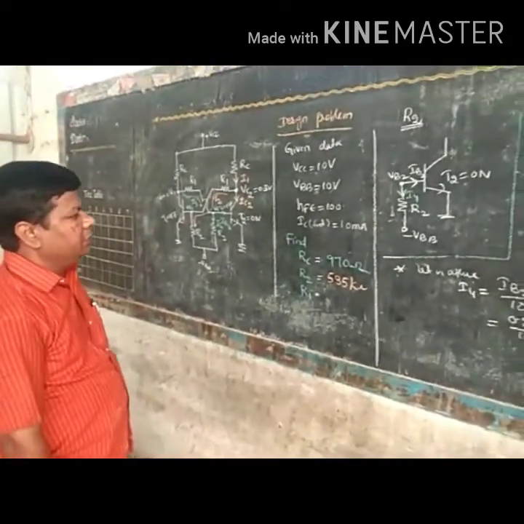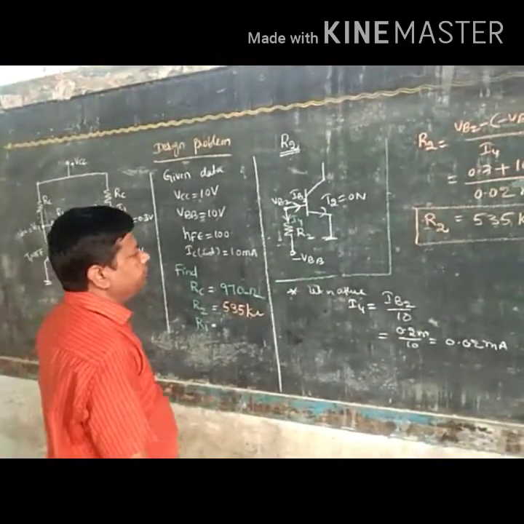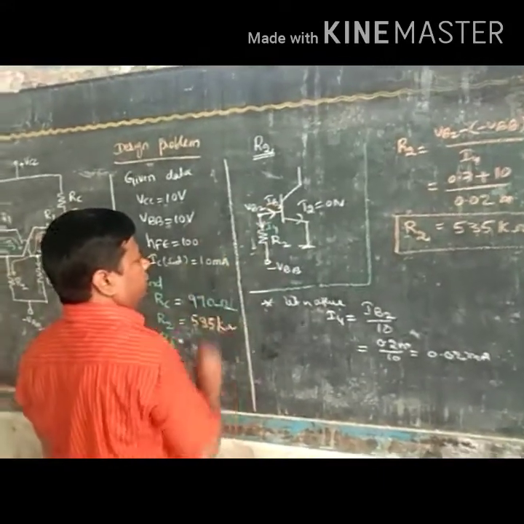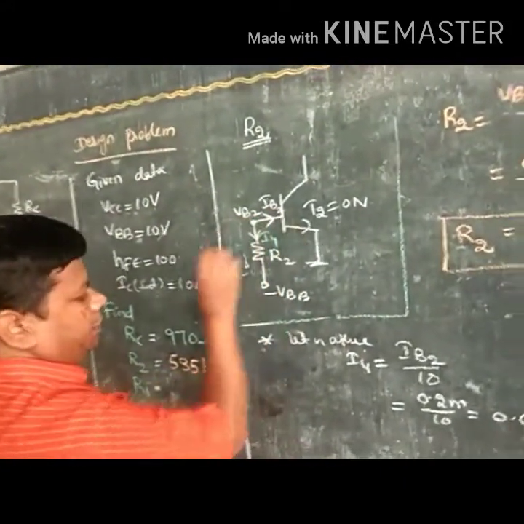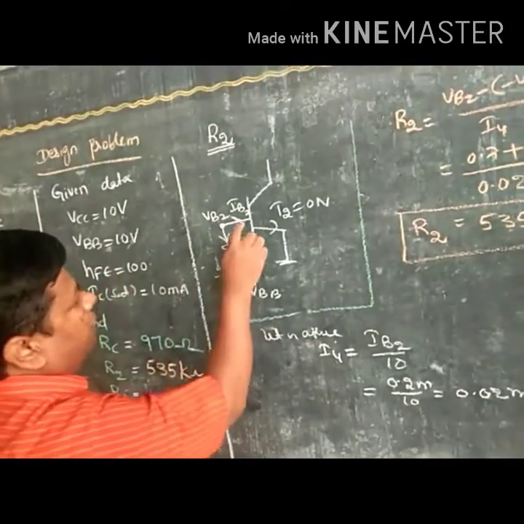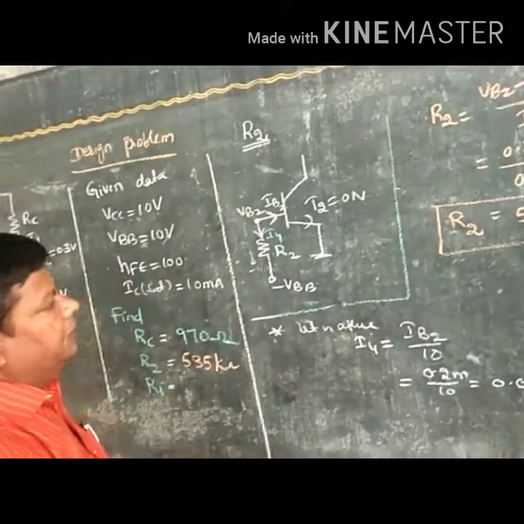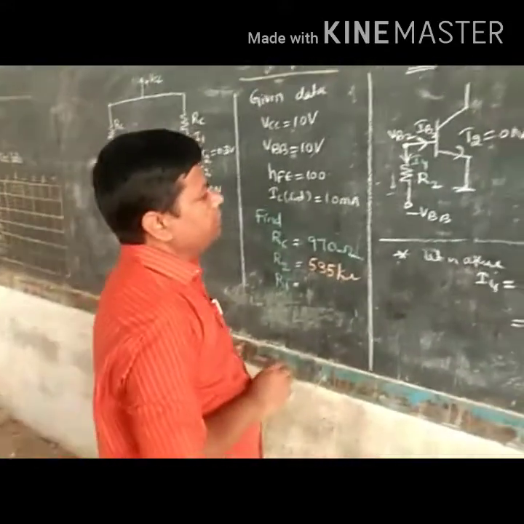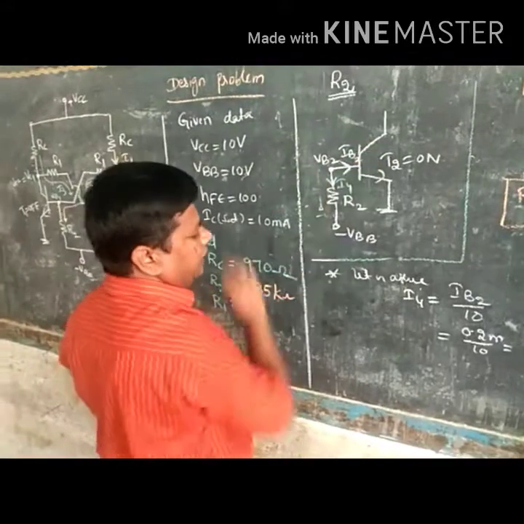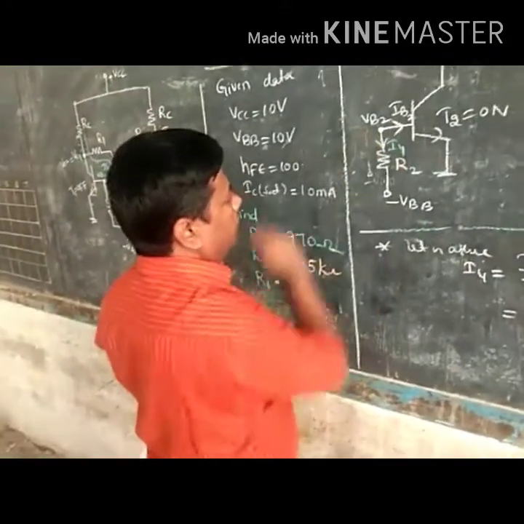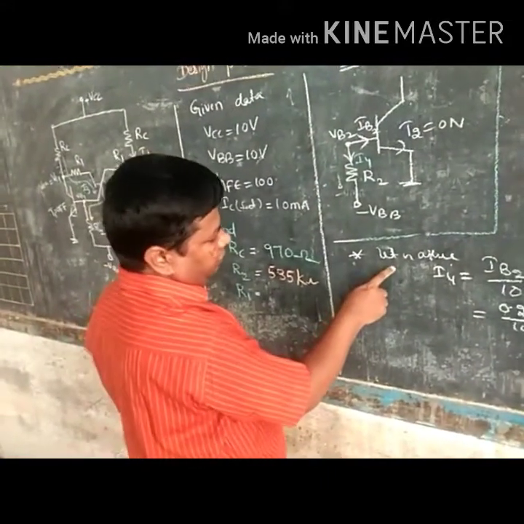Once again here, how to calculate R2? First of all, calculate the IB2. Let us assume that IB2 is equal to 2 times IB2 minimum. IB2 minimum is equal to IC2 by HFE. Once you know the IB2, and again one more.